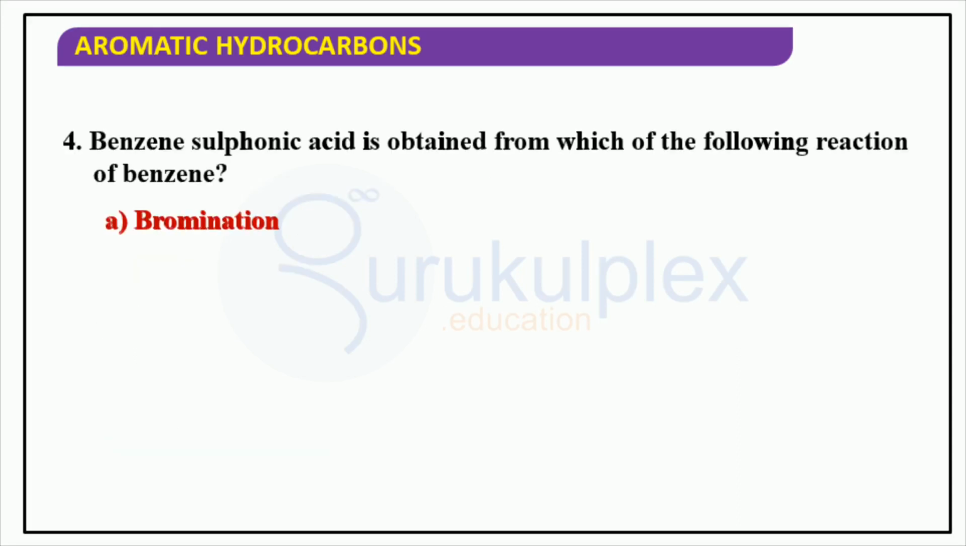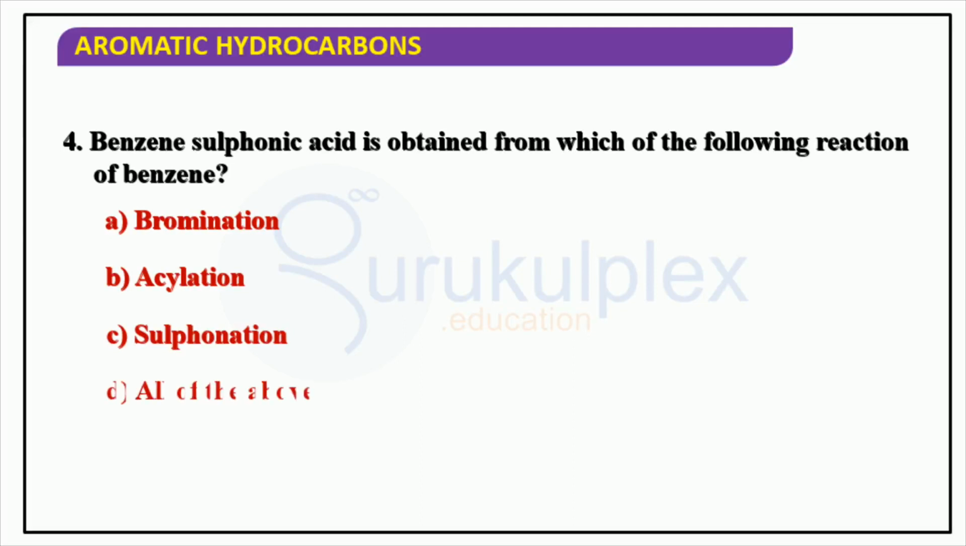Reaction of benzene to produce benzene sulfonic acid is achieved through sulfonation, which involves the introduction of a sulfonic acid group into benzene. None of the other reactions, bromination, acylation, lead to the production of benzene sulfonic acid.